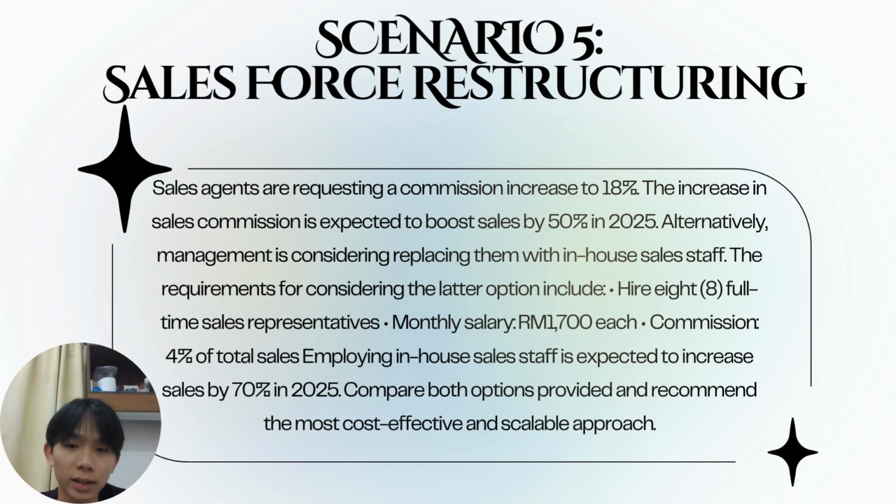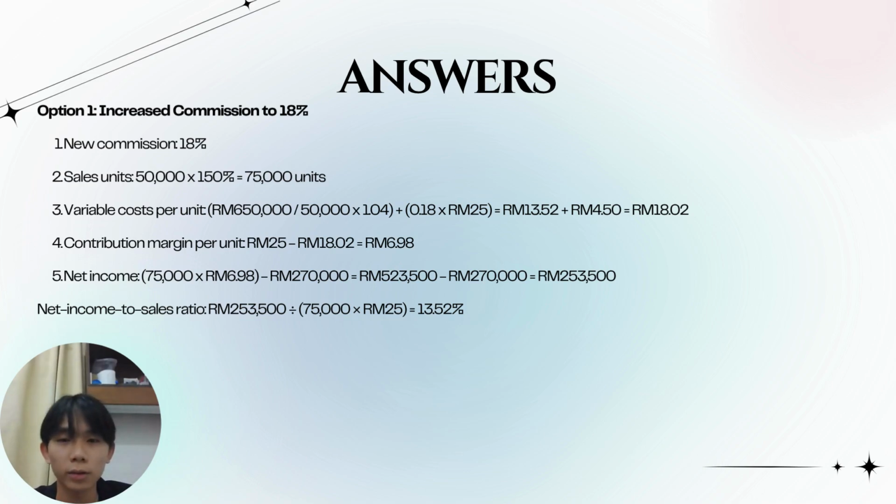The requirements for considering the latter option include hiring 8 full-time sales representatives, and the monthly salary is 1,700 ringgit per month, and the commission is 4% of total sales. So employing in-house sales staff is expected to increase sales by 70% in 2025. Compare both options provided and recommend the most cost-effective and scalable approach. So let's look at our answers.